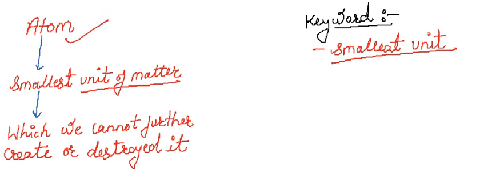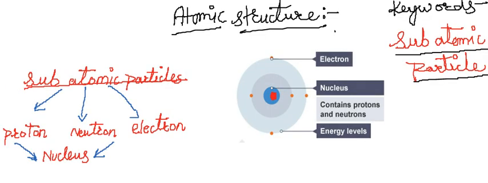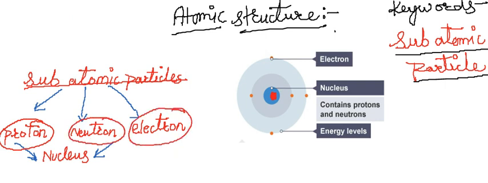Now we will talk about the atomic structure. Atoms consist of many parts. So atoms consist of subatomic particles. That means an atom has protons, neutrons and electrons. So these protons, neutrons and electrons are the subatomic particles. And "subatomic particles" is the keyword which you have to remember for atomic structure.